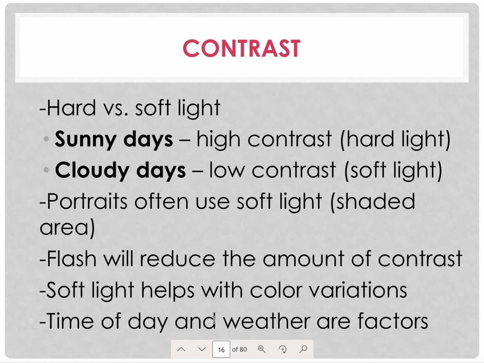So if you want to shoot somebody outside, unless you have no choice, you want to try to avoid, for the most part, those bright sunny days. You want to shoot either in the morning on a sunny day or the afternoon, or you want to wait till there's a cloudy day. Flash will reduce the amount of contrast, and we'll talk about flash in great detail in photography too. The soft light also helps with the color. When you take a high contrast photo, it washes out the color in your photo. So if you want more saturation, you don't want to shoot in high contrast.